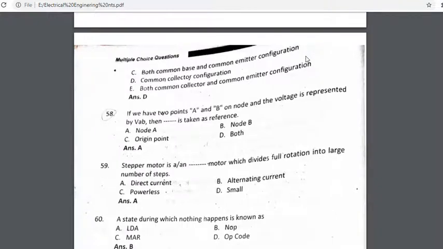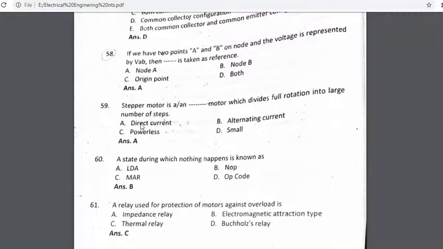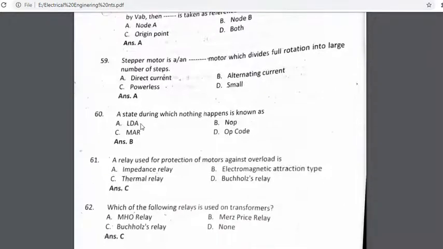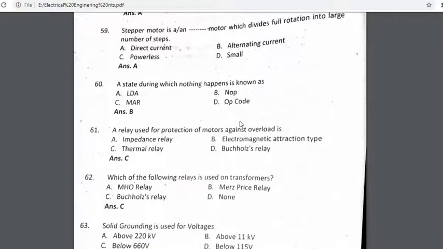If you have two points A and B, then it is represented by VAB. Then we will take A as the reference node. A stepper motor is a dash motor. It is a direct current motor. A state during which nothing happens is called null. A relay used for protection of motor against overload.